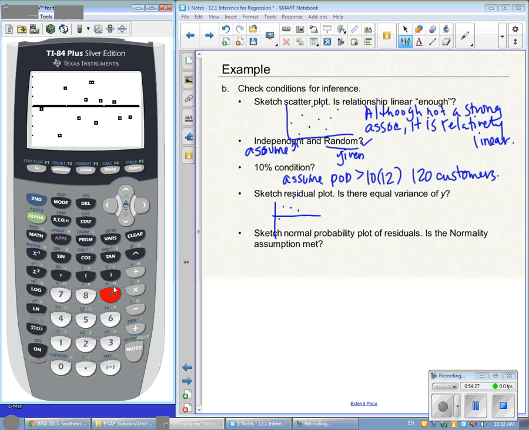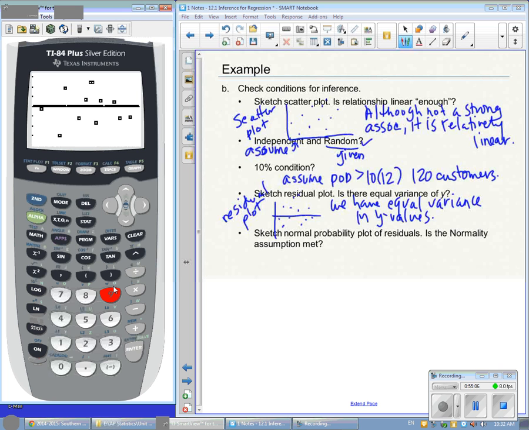Now on the test, when you're constructing these plots, you want to make sure you label this is the scatter plot, this is the residual plot, because if you don't name them and you just have a bunch of dots all over your paper, the graders aren't going to know which is which. And so what does the residual plot tell you? Do we have equal variance of y? Yes. So we have equal variance in our y values. That condition is met.